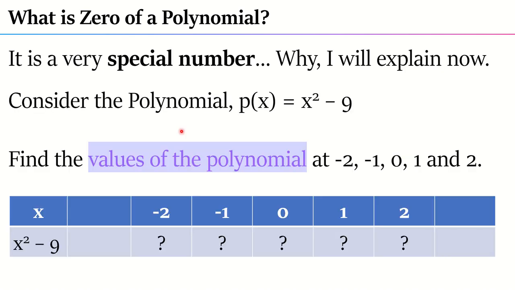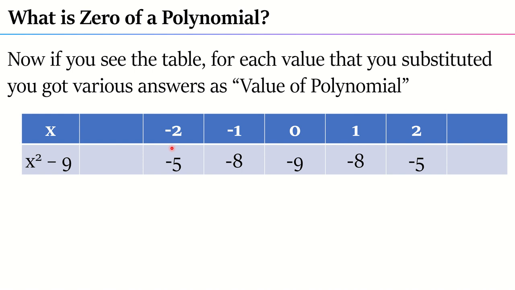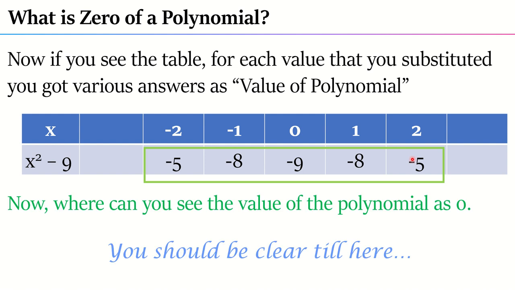Now I substituted minus 2 over here. Minus 2 squared is 4. 4 minus 1 is 3. So that way each and every value, these 5 values I've substituted in the polynomial x squared minus 1 and got the value of the polynomial here. So now you can see none of the values of the polynomial is 0. You can see here 3, 0, minus 1, 0 and 3. You don't find any 0 here. You should be clear till this stage.